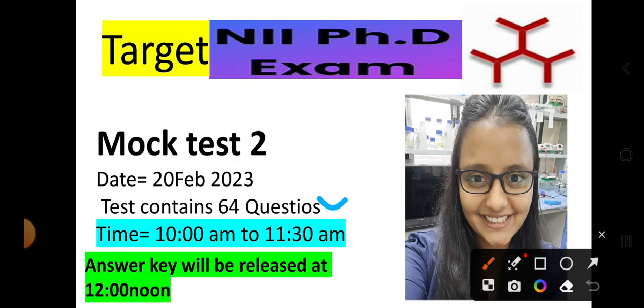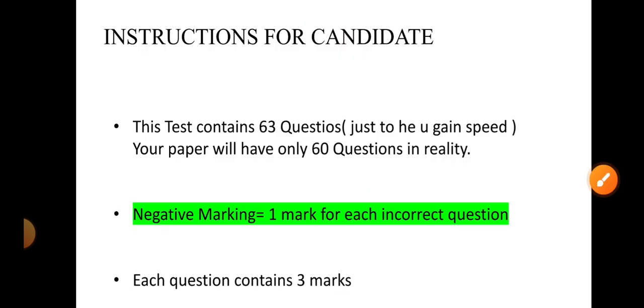So basically it has 64 questions just to help you gain speed, and there is no other reason. Your time will be 10 to 11:30 am. Preferably you're suggested to give the exam in this time zone only. So these are the instructions.